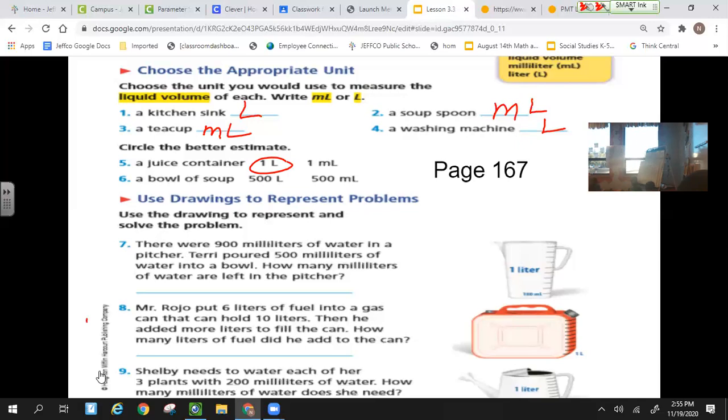A bowl of soup, 500 of these? No. Or maybe 500 of these? 500 of those. 500 milliliters, the small unit.